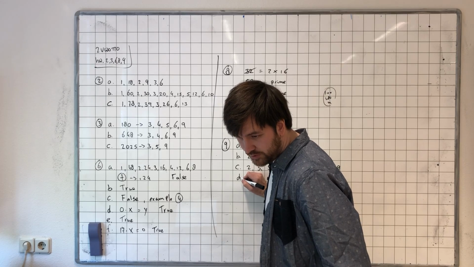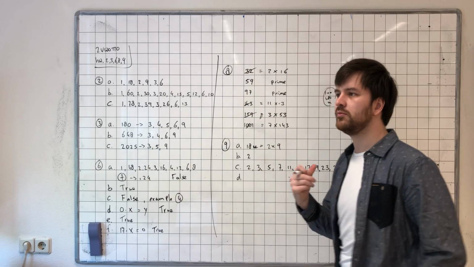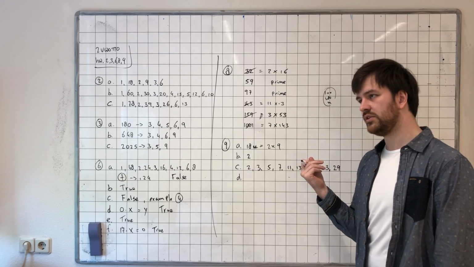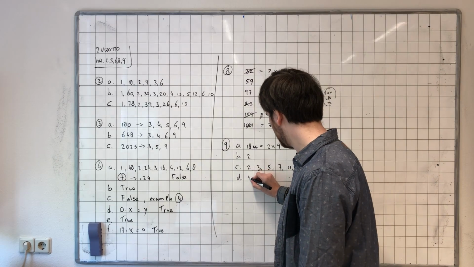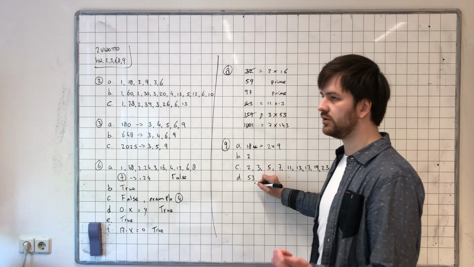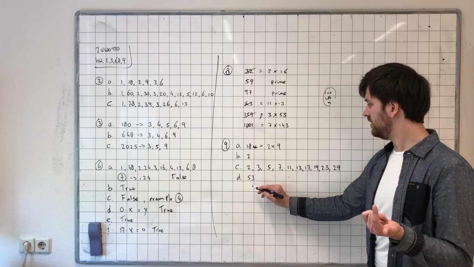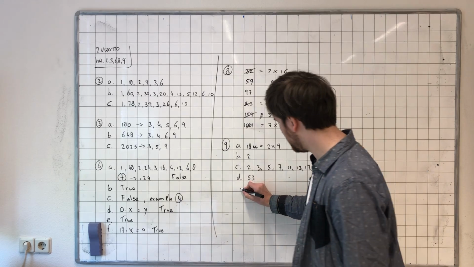Write down the first prime number that is bigger than 50. 51 is divisible by 17, 52, 53. Let's check that one. We can't divide this with 7, not with 9. I think this is the first prime number that you'll find.